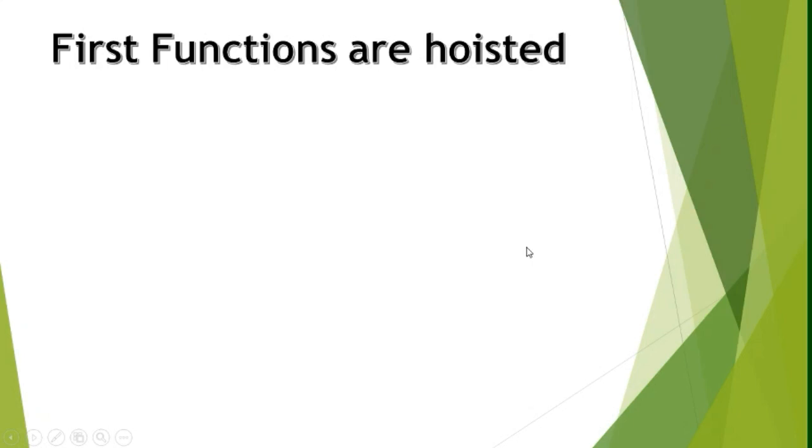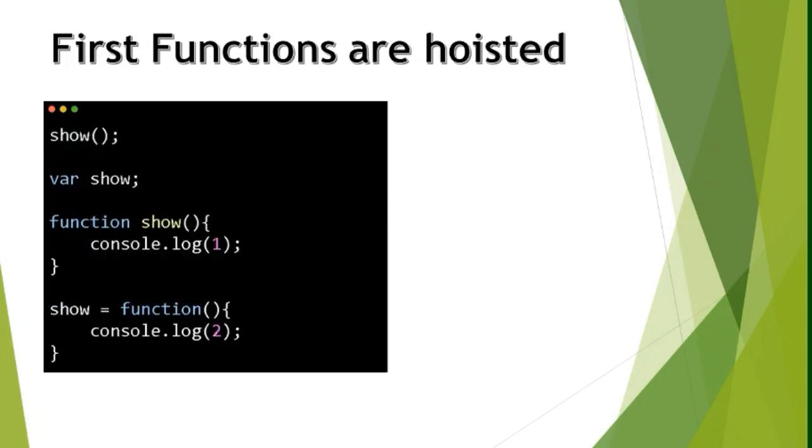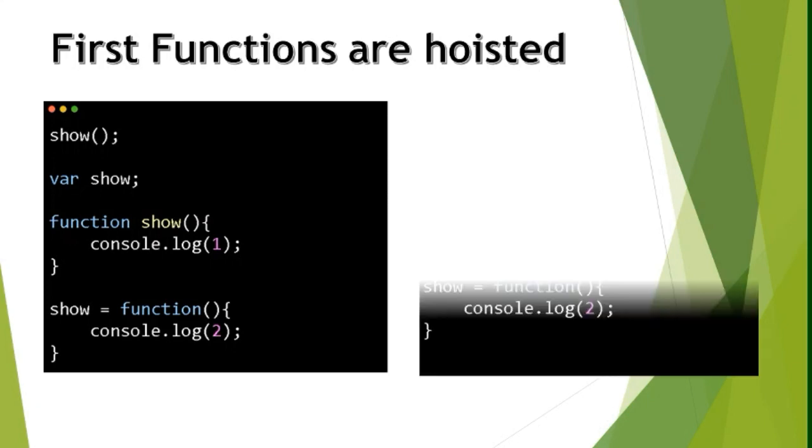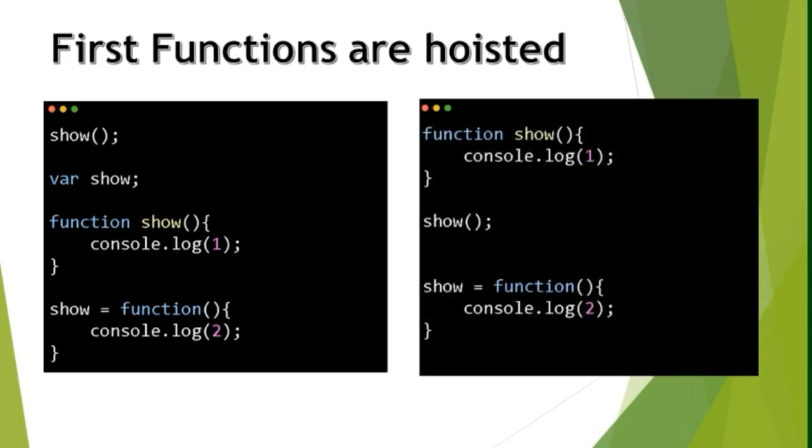Another feature is that functions are always hoisted up. It means in your code there can be many variables and many function declarations, but during hoisting function declarations are always hoisted first. The converted code for this example is right here. As you can see, the function declaration is hoisted first, and the duplicate variable was ignored because the function name was the same. So this is another feature, that functions are always hoisted up. You can also try this example, it will give you the output 1.